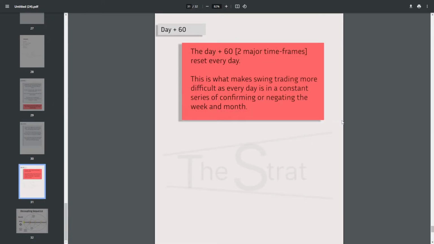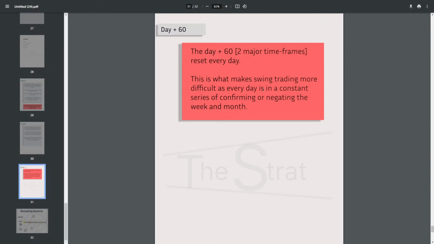So as it pertains to the day and 60, which are 2 of the 4 major time frames, they reset every day, and the 60 resets every 60 minutes. So for those of you that want to be swing traders, this is what will make swing trading just a little bit more difficult, because each day is in a constant series of confirming or negating the week and the month. And this doesn't mean we can't swing trade. It just means we have to be extremely aware of the day and 60 opens if we're not trading on a very long time frame.